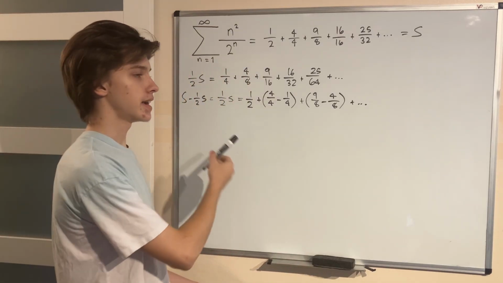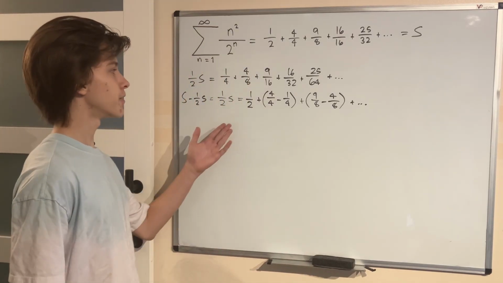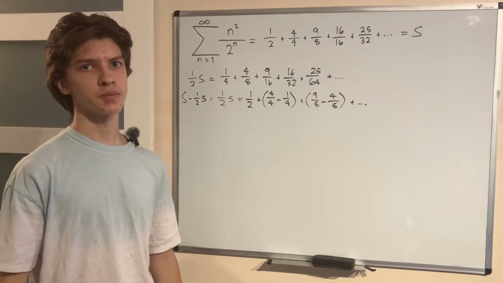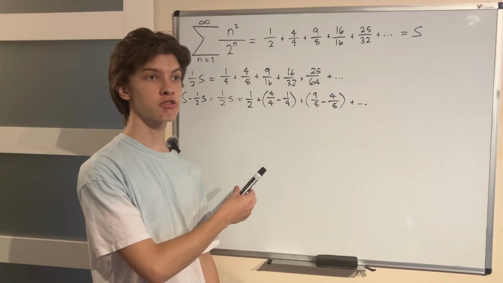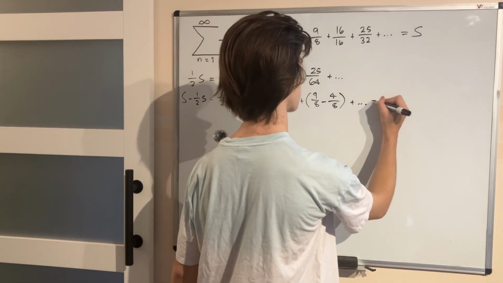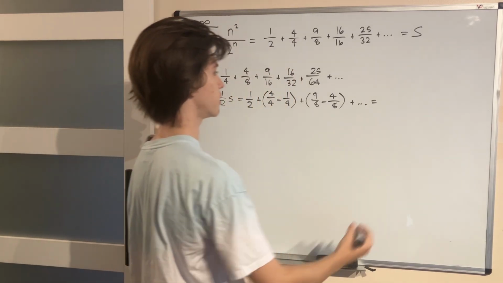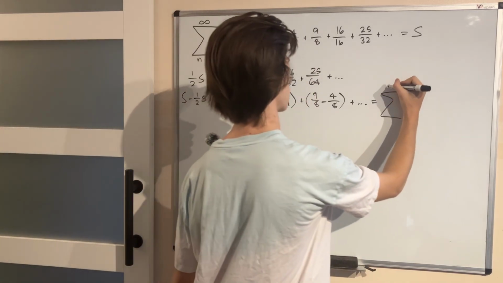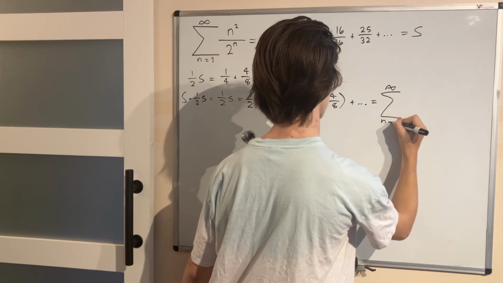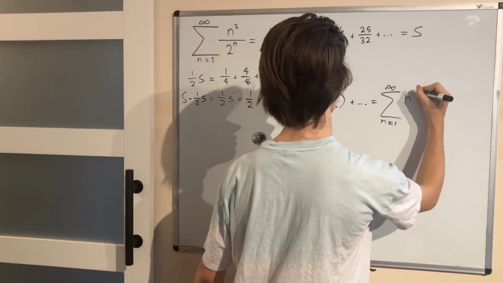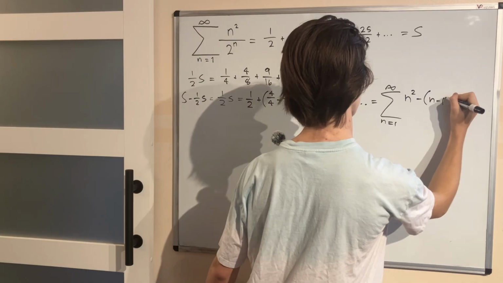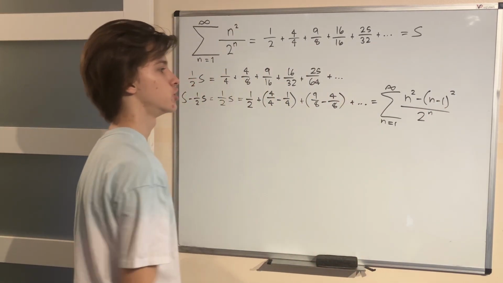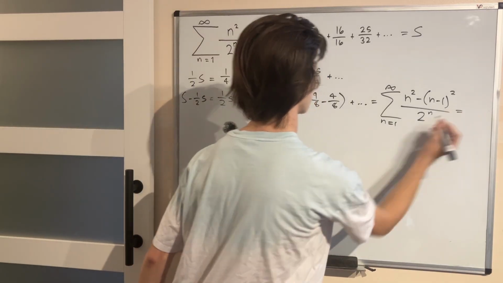And now we can notice a bit of a pattern here and write 1/2 of s as a new infinite series and see that it would be a bit more simplified. We can now rewrite this in a new summation notation that should be a bit simpler than the one we had here. 1/2 of s is going to be equal to the sum, and it is going to look precisely like this: n squared minus (n minus 1) squared over 2 to the n, and the sum from n equals 1 to infinity.